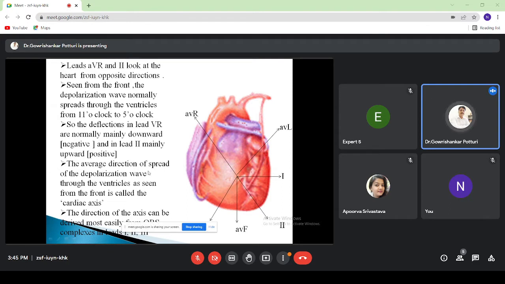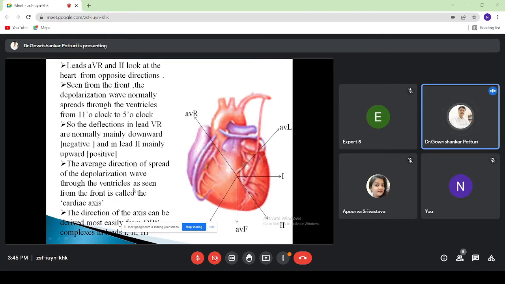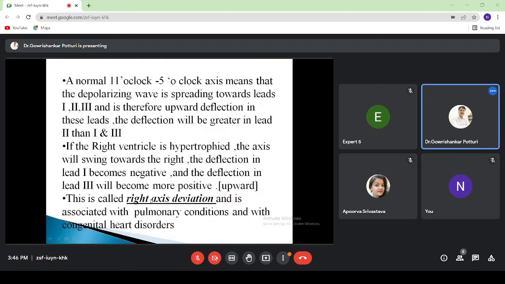The average direction of spread of the depolarization wave through the ventricles as seen from the front is called the cardiac axis. So this 11 o'clock to 5 o'clock is called the cardiac axis. The direction of the axis can be derived most easily from QRS complexes in leads 1, 2 and 3. A normal 11 o'clock to 5 o'clock axis means that the depolarization wave is spreading towards leads 1, 2 and 3, and therefore upward deflection is seen in these leads.